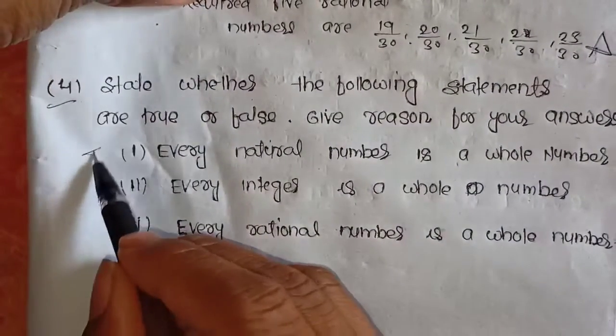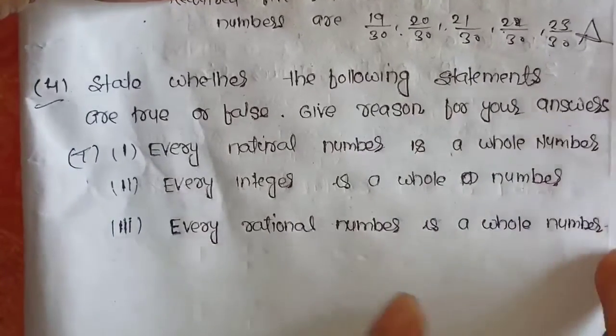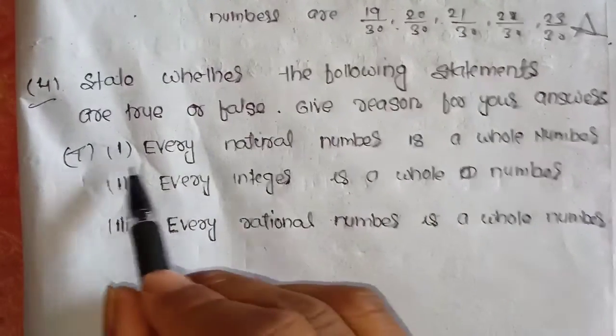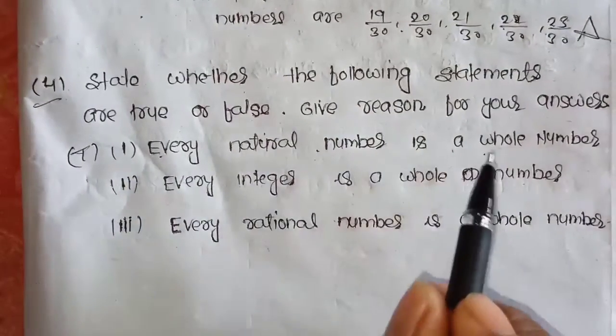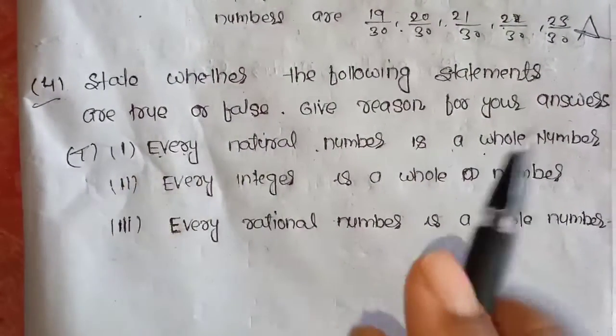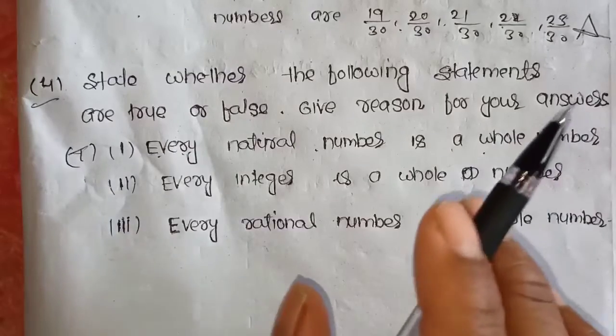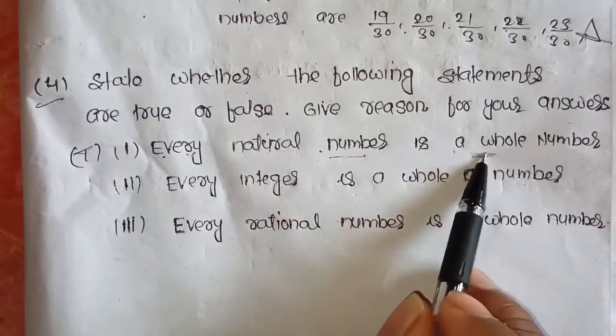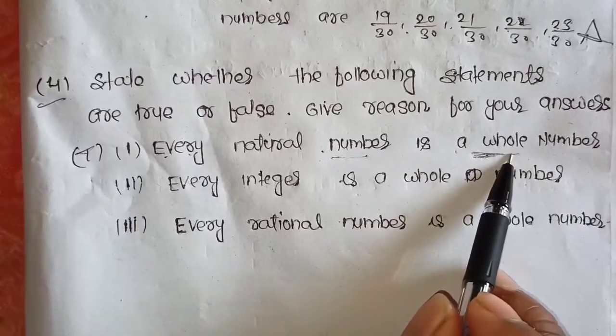It is true. Why is it true? Because all natural numbers come in whole numbers. That's why we can say every natural number is a whole number. We know the definition of natural numbers: all counting numbers are called natural numbers, and the whole numbers start from 0.